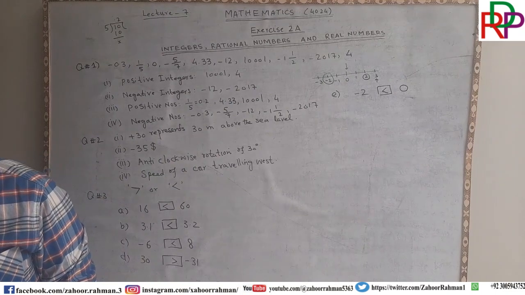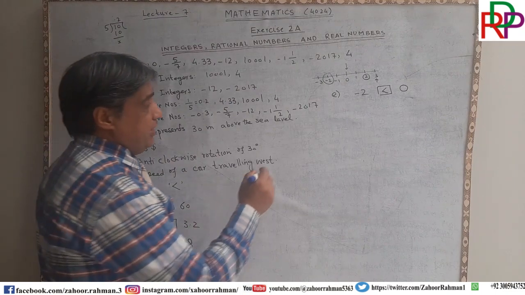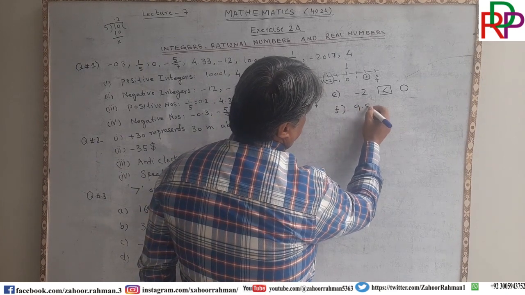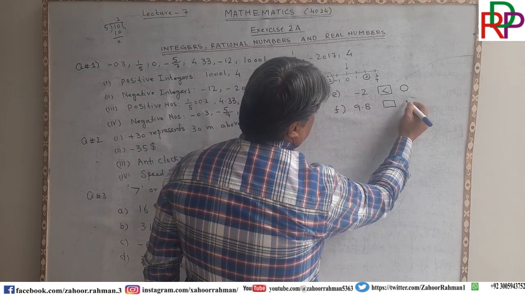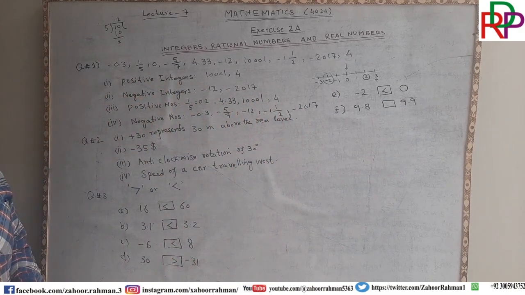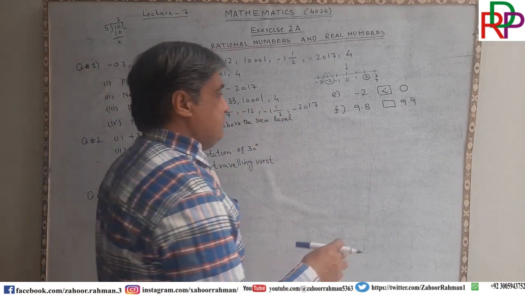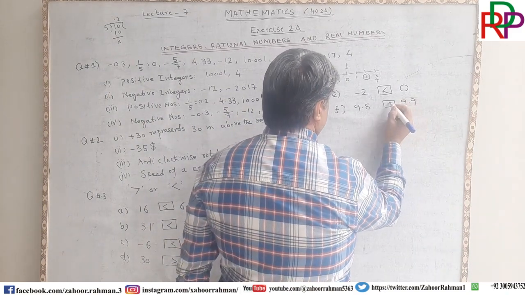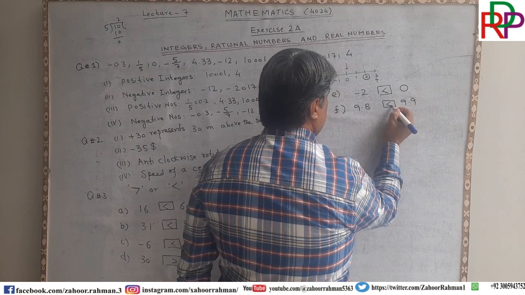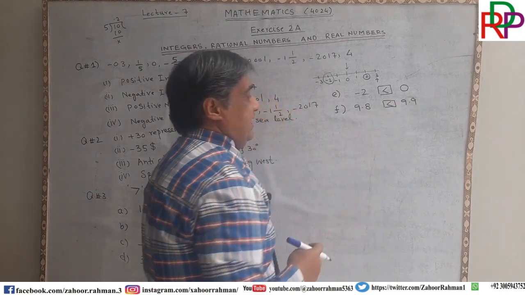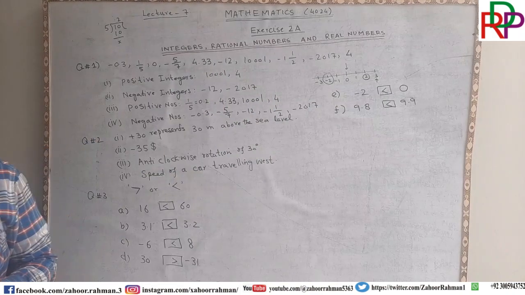The F part is saying 9.8, and that is 9.9. So clearly, if you represent all these numbers, 9.9 will be greater, so the mouth should be towards 9.9, and 9.8 is smaller than this number.